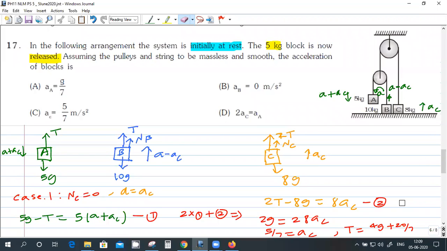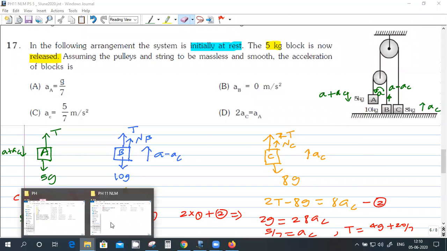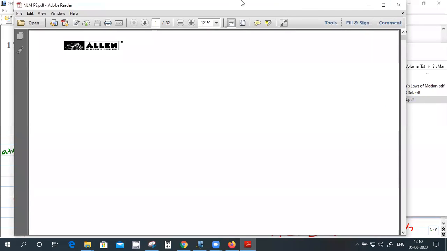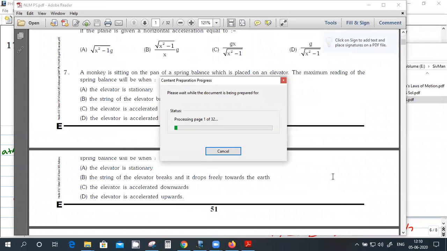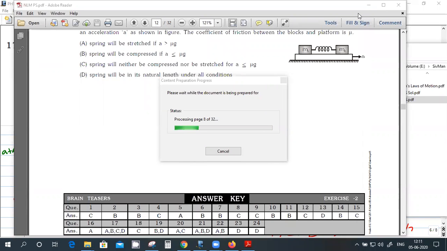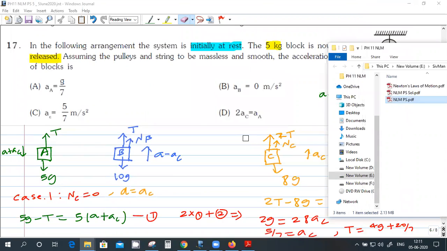Sir, I think the answer is D. More than one correct answer. Sir, the answer is A, C, and D then. A, B is also true. Yes, sir. B is also true. All are true. Yeah. All are correct.